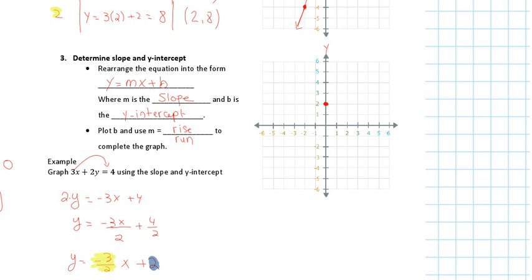Now, here's what I want you to pay attention to. Put your pencils down and look at me. Slope is rise over run. Just so you guys know, vertical, horizontal. If I'm talking rise, am I talking vertical or horizontal?